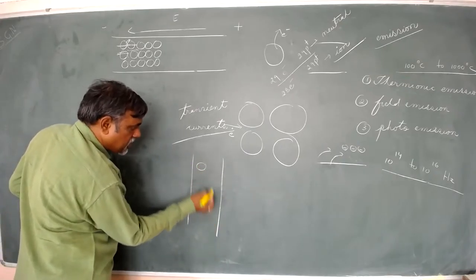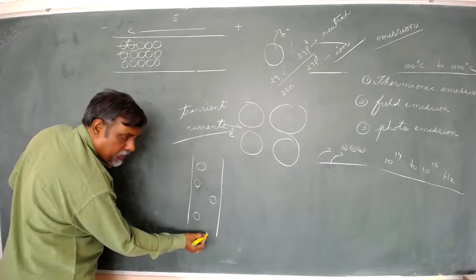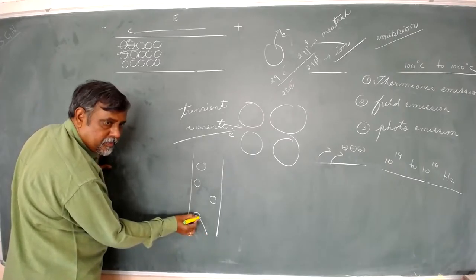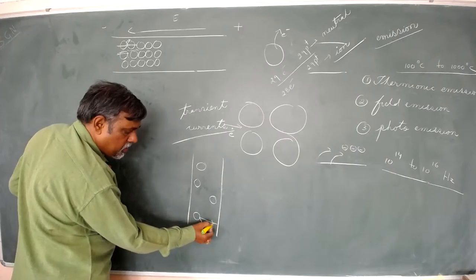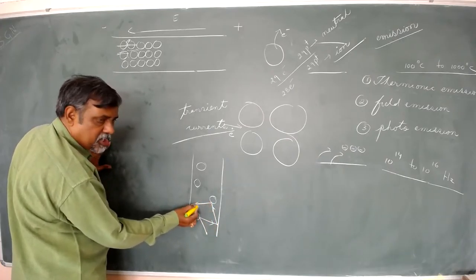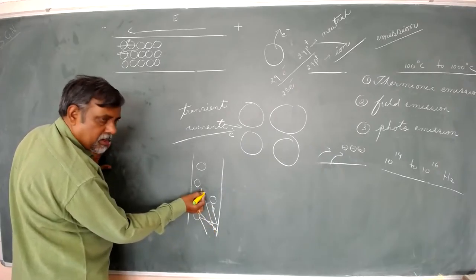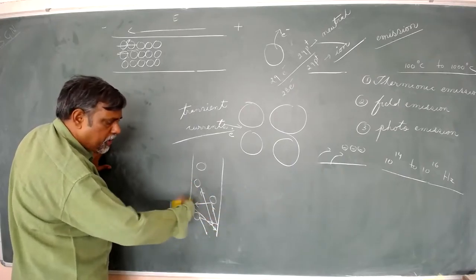So these are the postulates. The electron starts moving over here. It is colliding, changes its direction of motion. Colliding, changes its direction of motion. So many collisions like this.